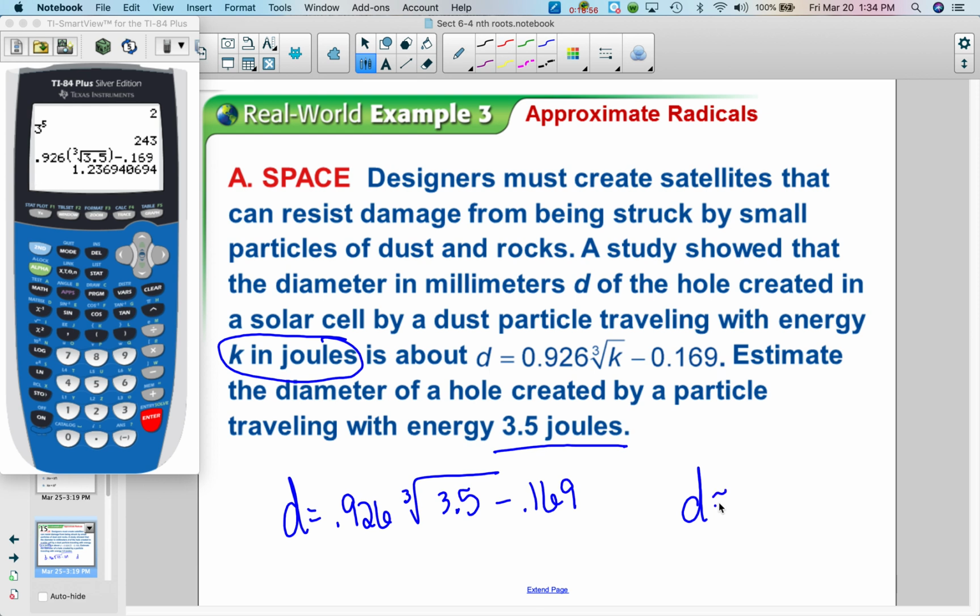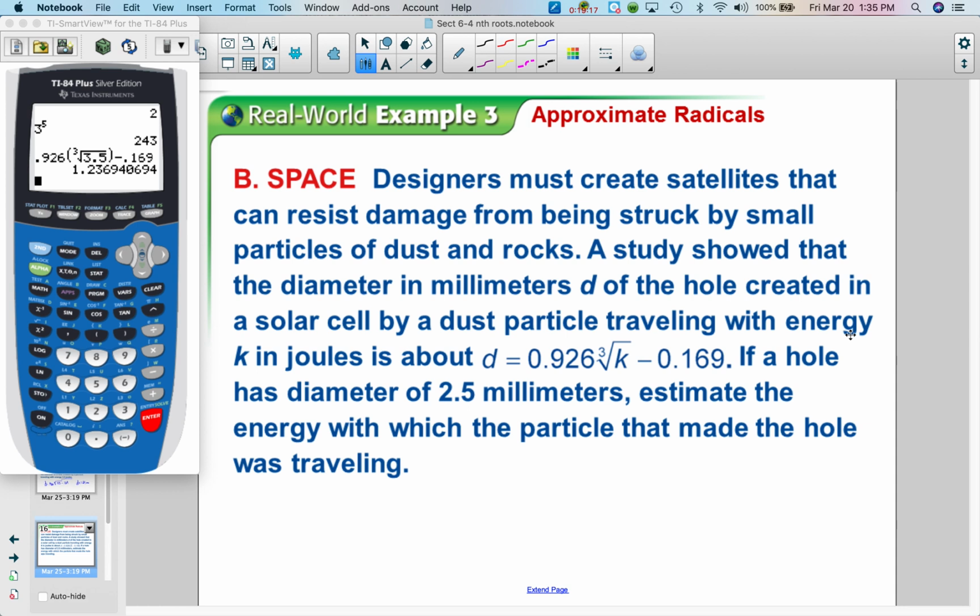estimate the diameter. They don't tell us what to round to, so I'm going to go to the hundredths place, 1.24. And what units did it say my diameter was in? Millimeters. If it's a word problem, make sure you are always checking to see if we have units that we need.